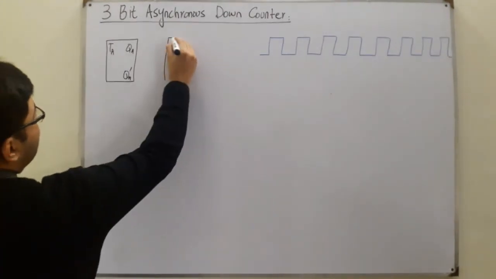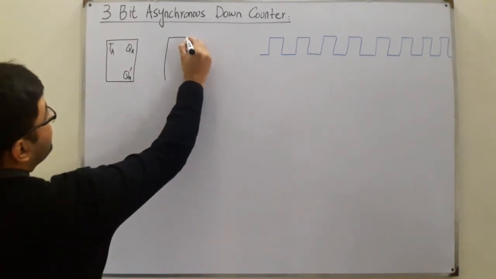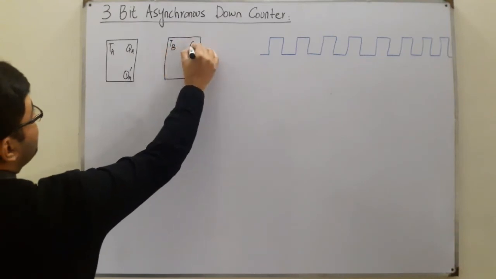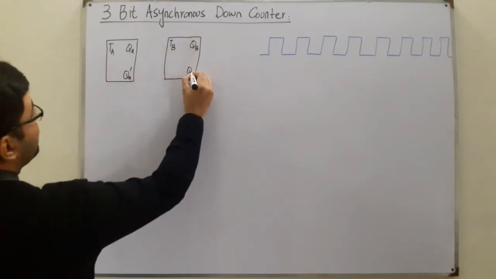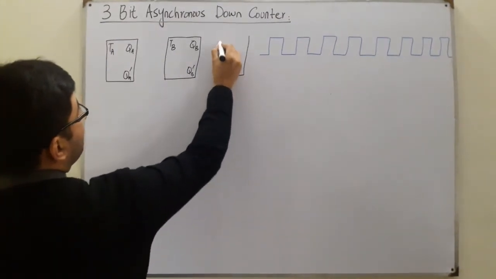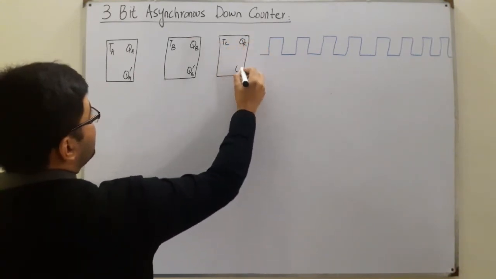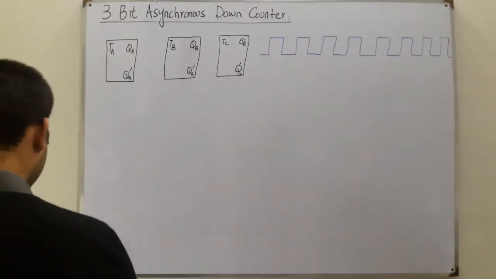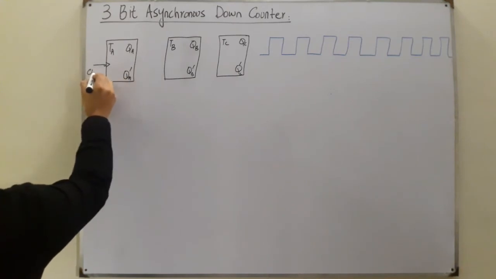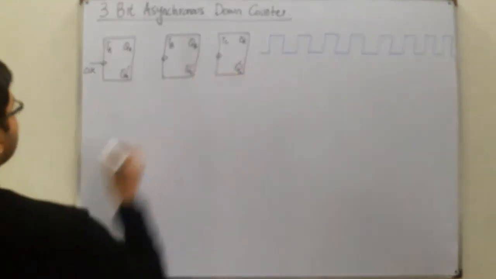The next you have, let me make it a bit wider so that the writing is clear, you have TB and you have QB and QB complement, and finally the third, you have TC, you have QC and QC complement. An external clock pulse is applied over here. And what about the clock pulses for the others? We are going to discuss that now.